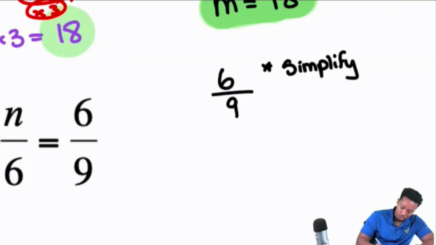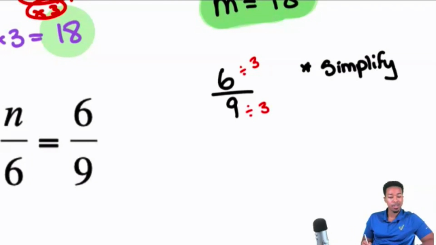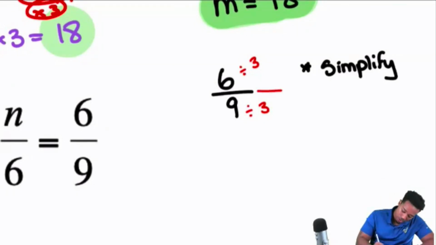We are going to simplify. Why are we doing this? Because it allows us to see things a little more clearly. Everybody, quick, 6 divided by 3 is? Right on. And 9 divided by 3 is? 3. So what's going to happen is this turns into 2 over 3.